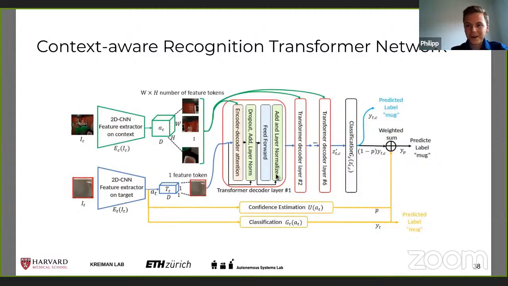Just as a quick recap at this point, we start off with two streams. We tokenize the obtained feature maps. We integrate those with a stack of transformer decoder layers, and we reach the first classification that way. And then we had this second confidence modulation part, which should help the model to become more robust in out of context situations.